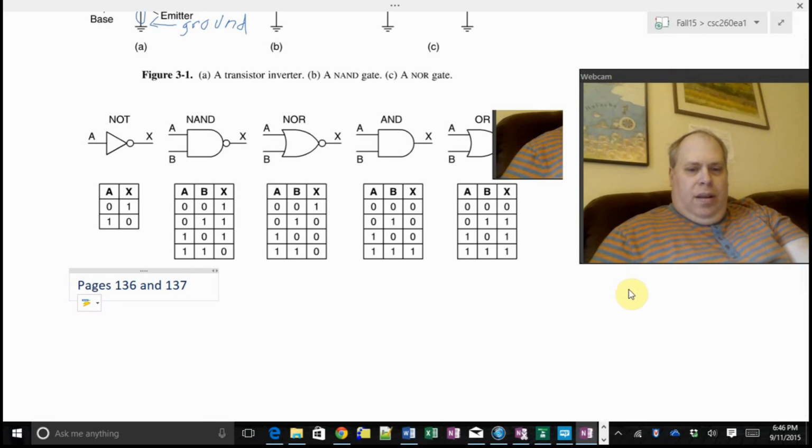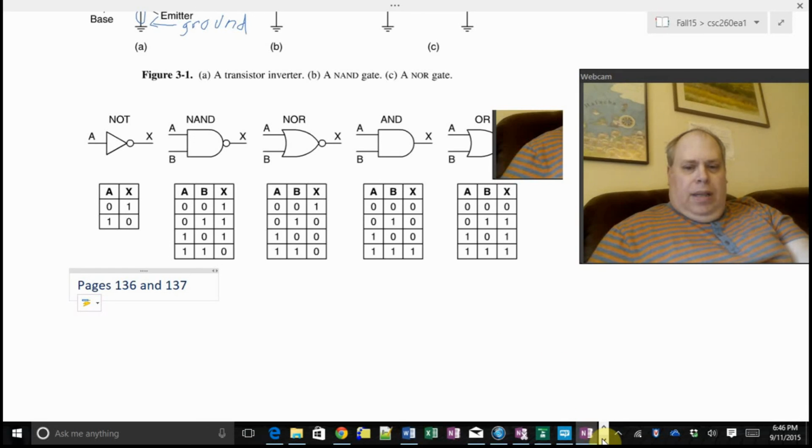And that's the beginning of what digital logic is about.